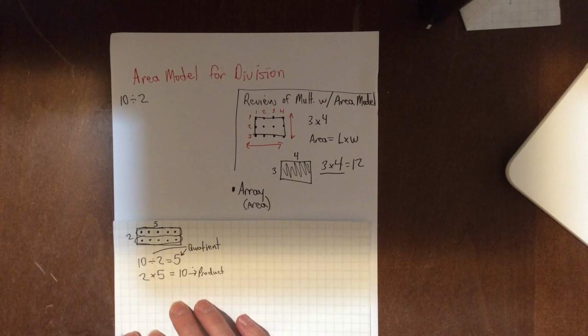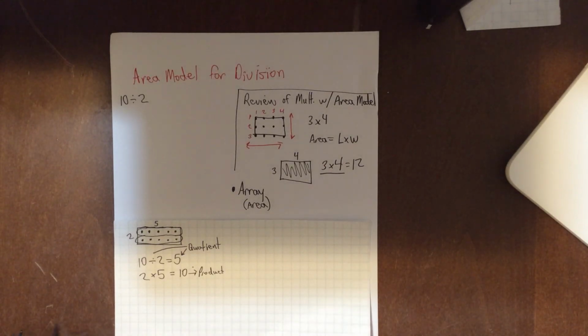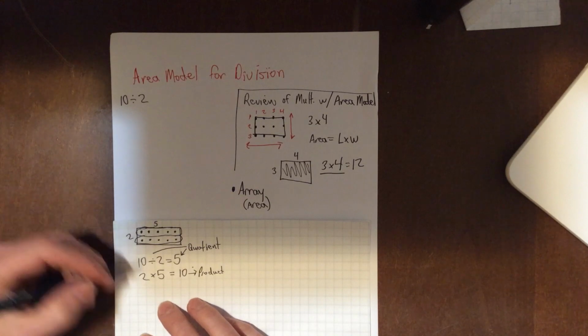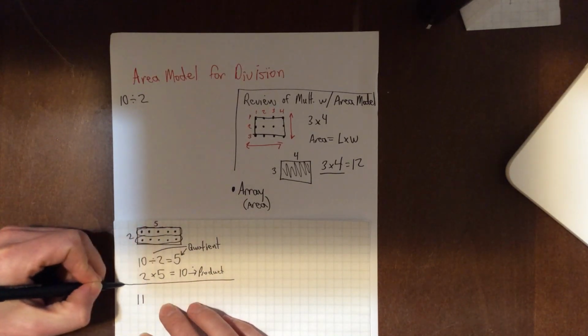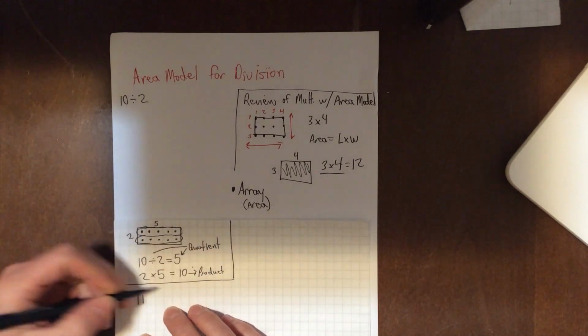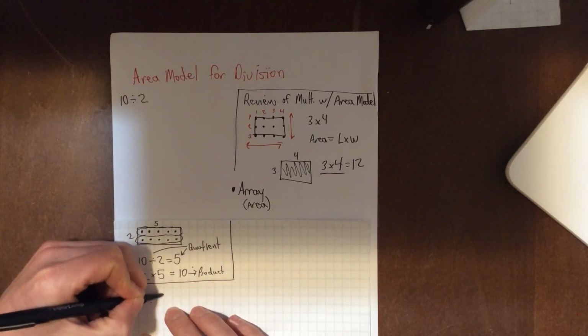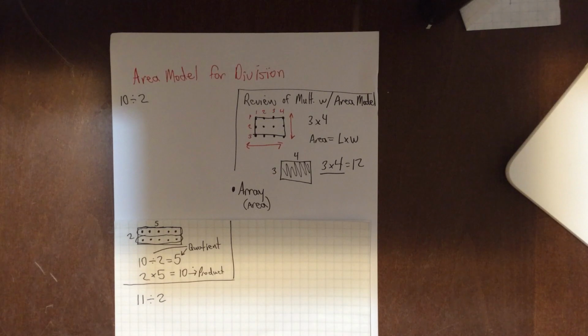Okay. Now, this one worked out nicely. So what if we have something strange here, like 11 divided by 2? Well, I wonder how I can think about that.